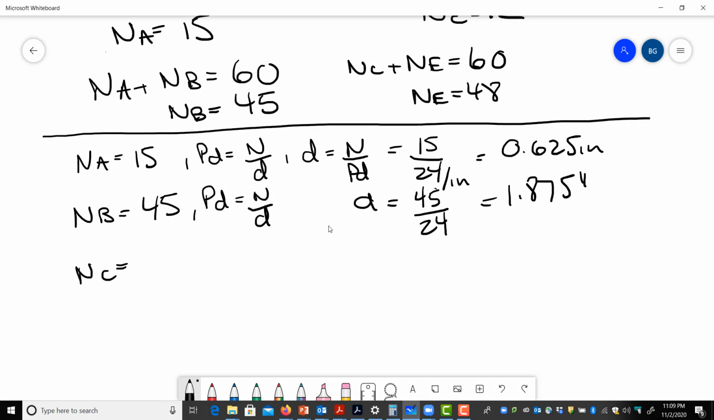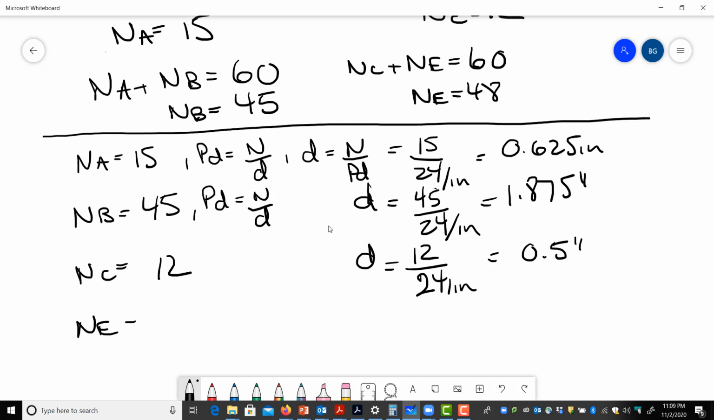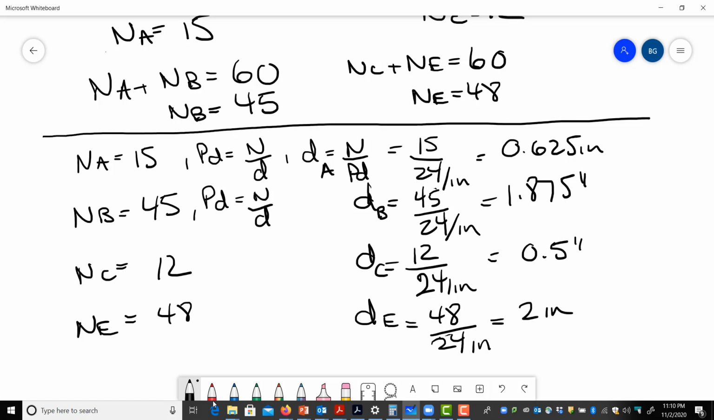And C equals 12. I'm just going to zoom over to here. D equals 12 over 24 per inch. And again, this one up here is per inch. This gives you 0.5 inch. And again, this is diameter. And so NE equals 48. So DE, DC, DB, and this is DA. Okay, so this equals 48 over 24 per inch. This equals 2 inches. So now you have your diametric pitches here.